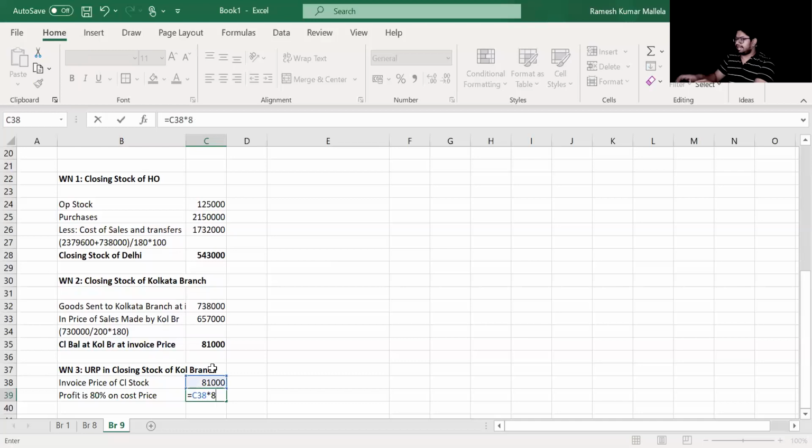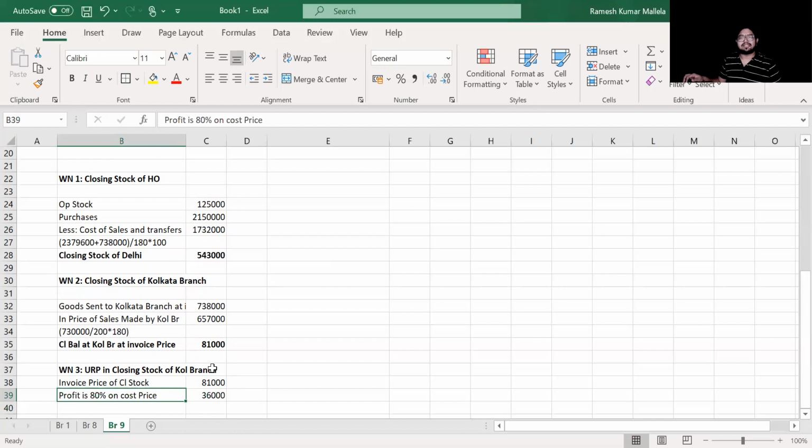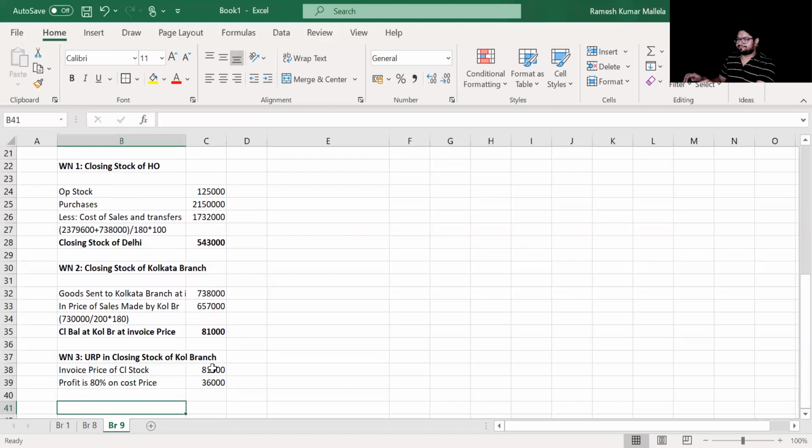81,000 into 80 divided by 180. Okay. I get the amount of profit element in my stock. How did I do it? It is basically nothing but he said 80% is on cost. So what I did now is I added that 80% to the denominator, and I have identified the 80% on the numerator. So that is 36,000. Okay. So this is the amount of unrealized profit in my stock account.